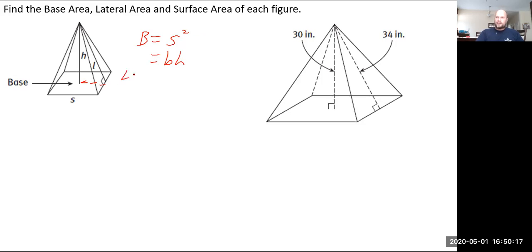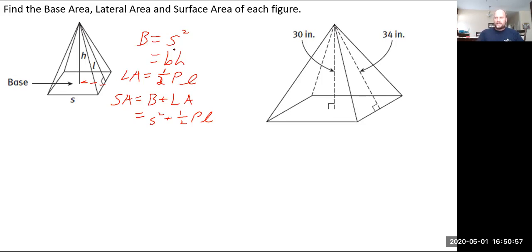Also then for lateral area. Our formula for lateral area is 1/2 PL. And then our surface area formula is going to be the base area once we find it, plus the lateral area. Or if you want to do the whole thing, we could write something like S squared plus 1/2 PL. Again, it just depends on how you want to do this problem. But I'm asking in the directions for base area, lateral area, and surface area, so I'm going to do it that way.